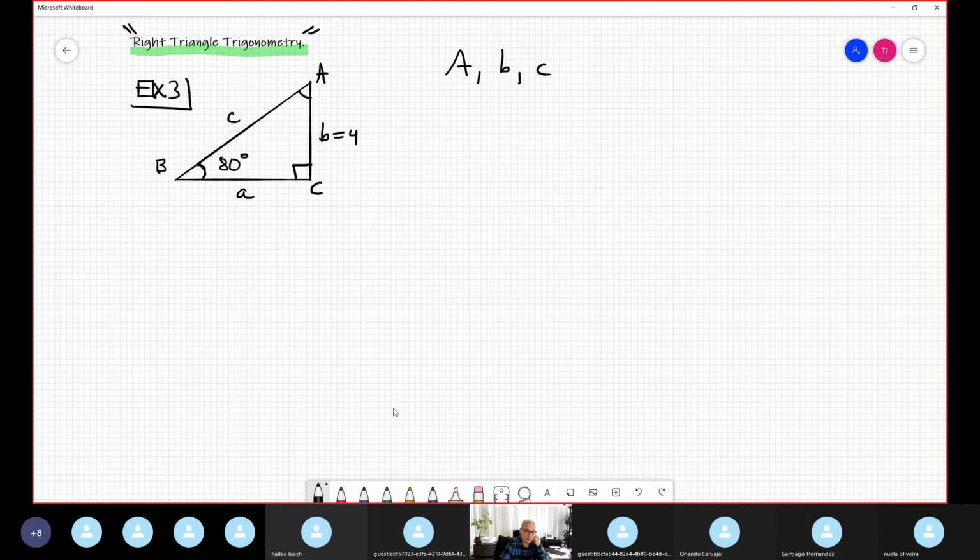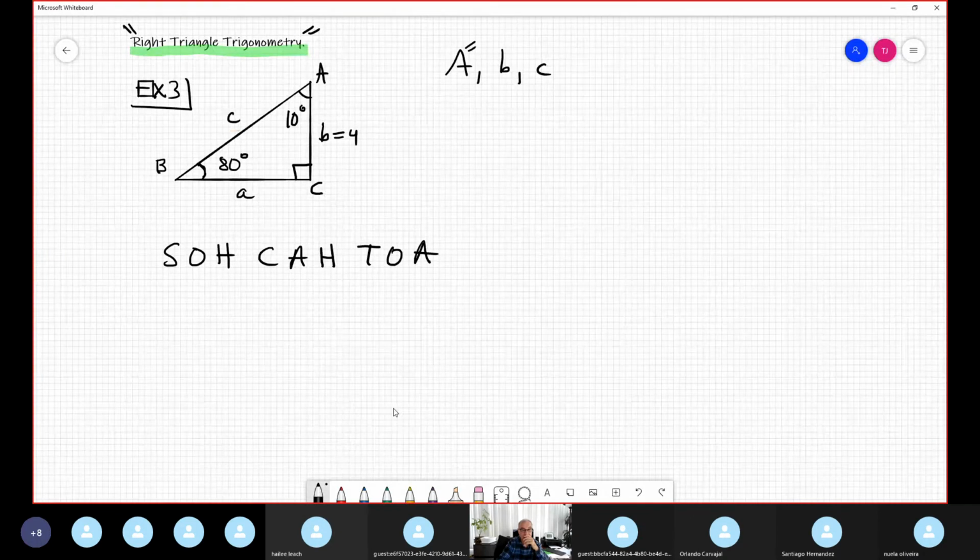And then, see, you need sine: opposite over hypotenuse; cosine: adjacent over hypotenuse; tangent: opposite over adjacent. The angle that's given is 80 degrees. Therefore, this angle actually is 10 degrees, no? Because they are complementary. Yes. So that part is easy. 10 degrees.